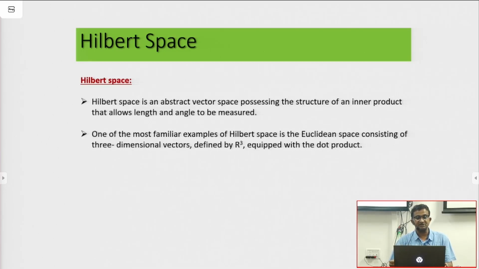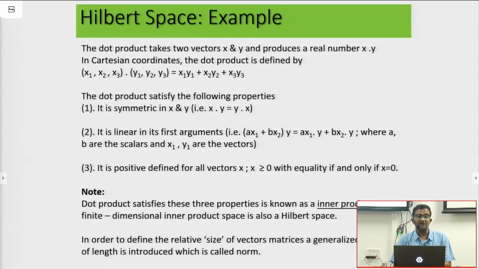Hilbert space is another space where some of the properties which we have in linear algebra hold, and these are the properties. Let us say that there are two vectors, x and y, with real numbers, defined in a Cartesian coordinate system. So the dot product is defined by, say, x1, x2, x3 times y1, y2, y3. We can express it as x1 y1 plus x2 y2 plus x3 y3, like that.